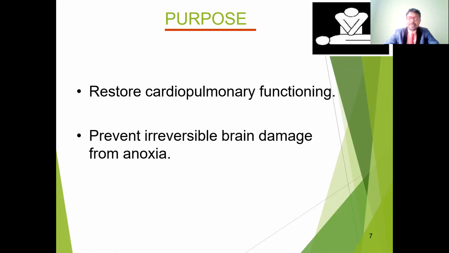What is the purpose of the CPR? The purpose is mainly to restore cardiopulmonary function, heart function as well as lung function, heartbeat and breathing pattern, and also to prevent irreversible brain damage from anoxia. Because of decreased blood circulation, due to collapse or heart attack, blood circulation throughout the body may decrease. It may cause cell death and serious complications. For this purpose, we have to do the CPR as soon as possible after the patient collapses.